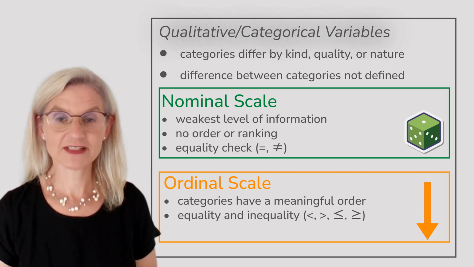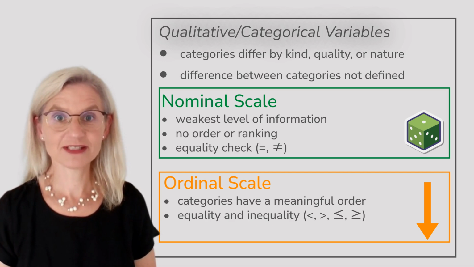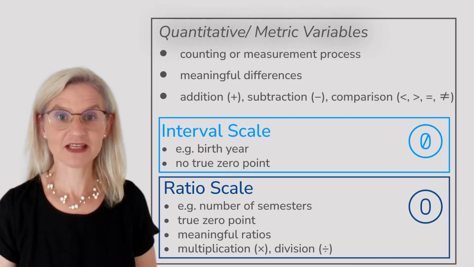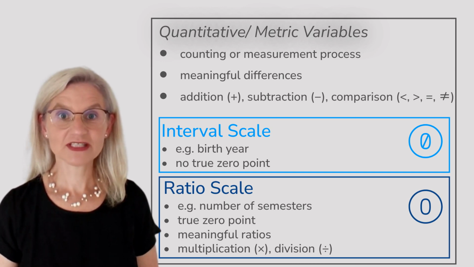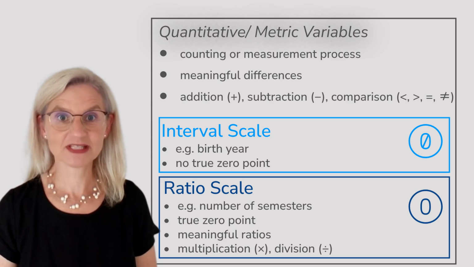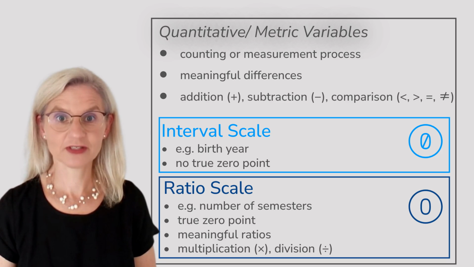But the most detailed info comes from metric variables. Metric scales describe variables that come from counting or measurement processes. These variables, also known as quantitative variables, allow us to calculate meaningful differences between values. We can also use basic arithmetic operations like addition, subtraction, and comparison to analyze them. Metric scales are divided into two main types: interval scales and ratio scales.